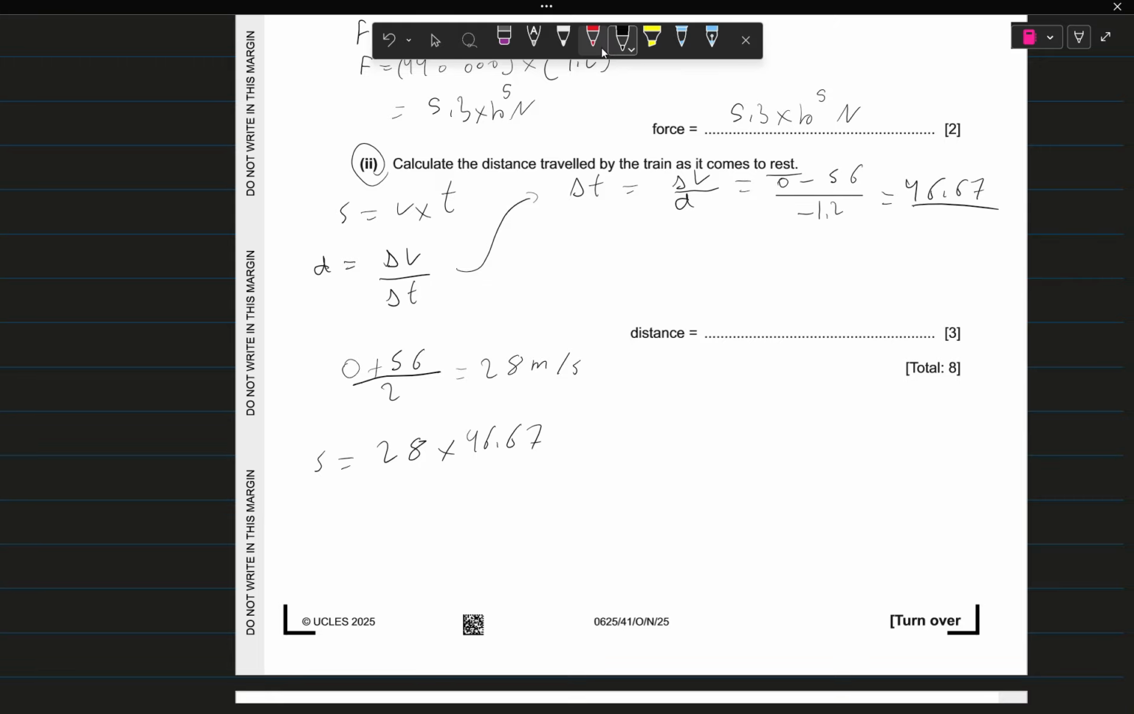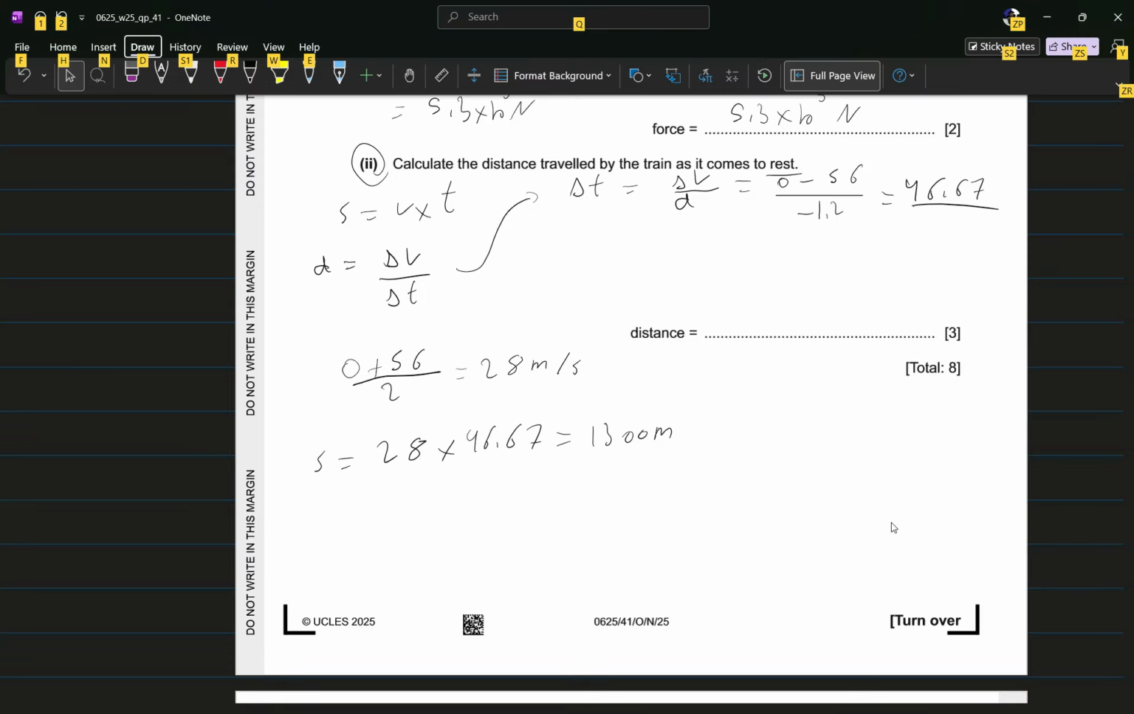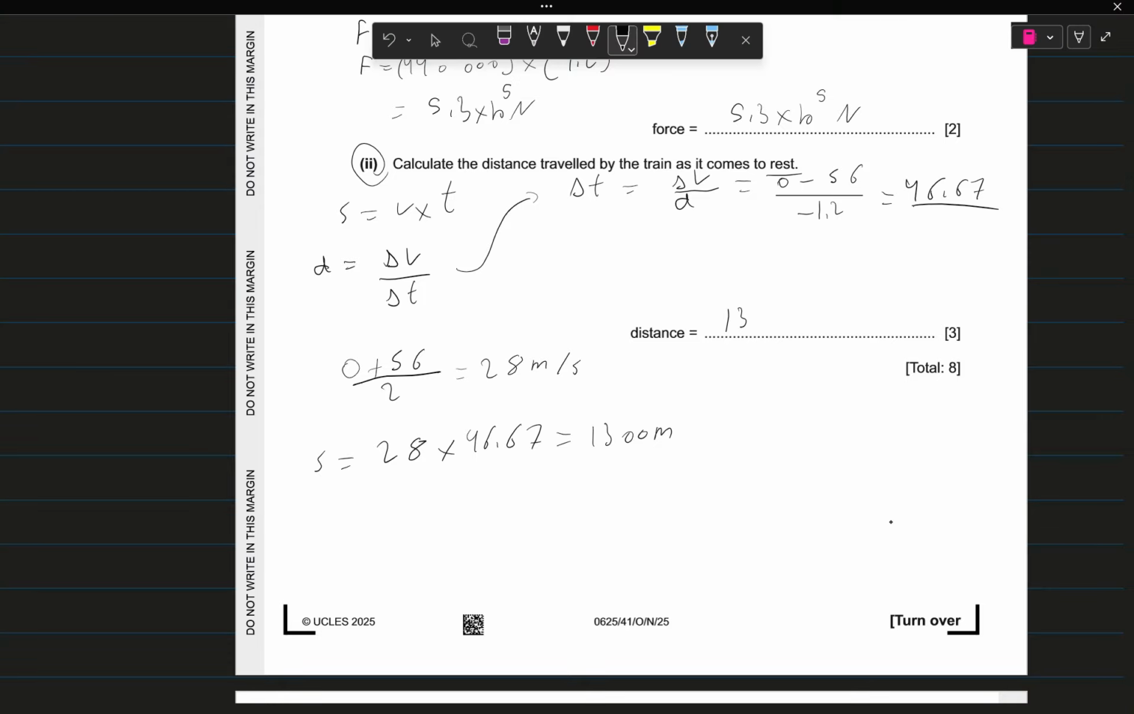And that will come to 1,306. So you can write it as 1,300 meters. Okay, so we write it here, 1,300 meters. Of course, you have to write the units since it's not mentioned in the question or in the box here. So you need to write the units manually, otherwise you will not be getting the full mark.